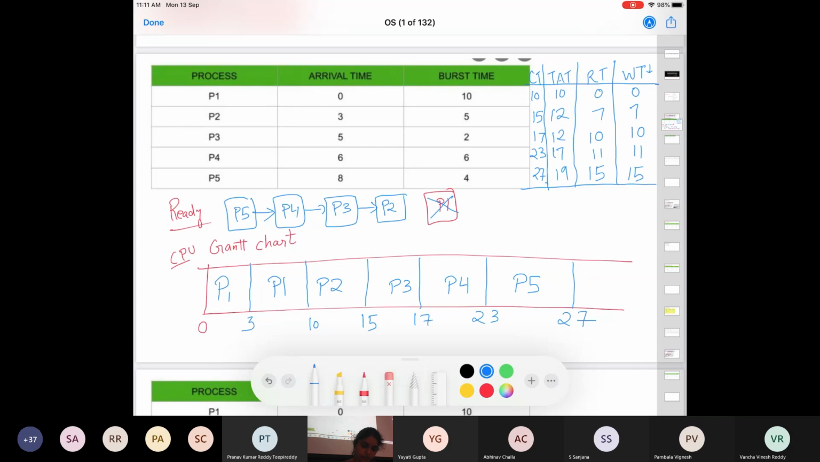Can you tell me what is this value? So TAT is turnaround time minus BT, burst time. What is this? So think about it logically. Is it arrival time? Arrival plus waiting, or only waiting?